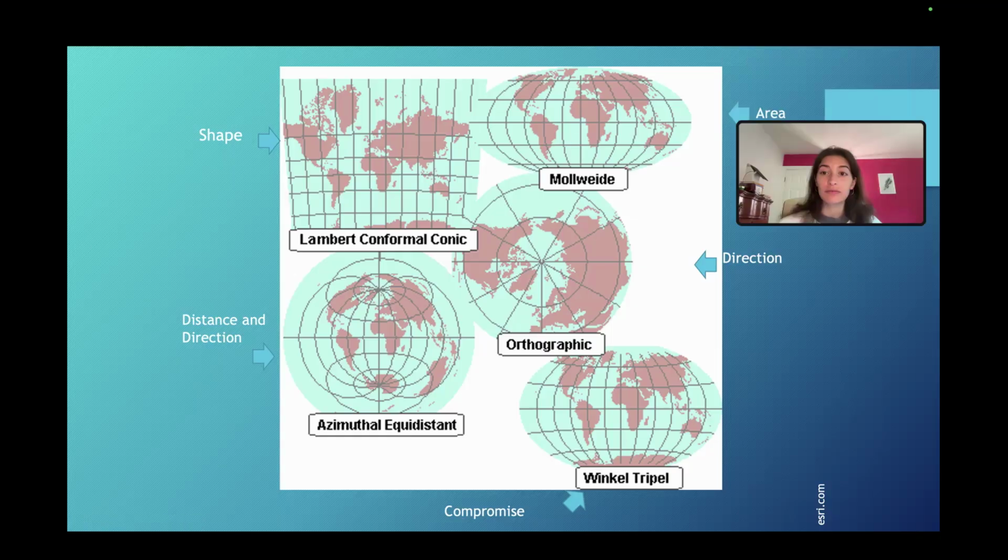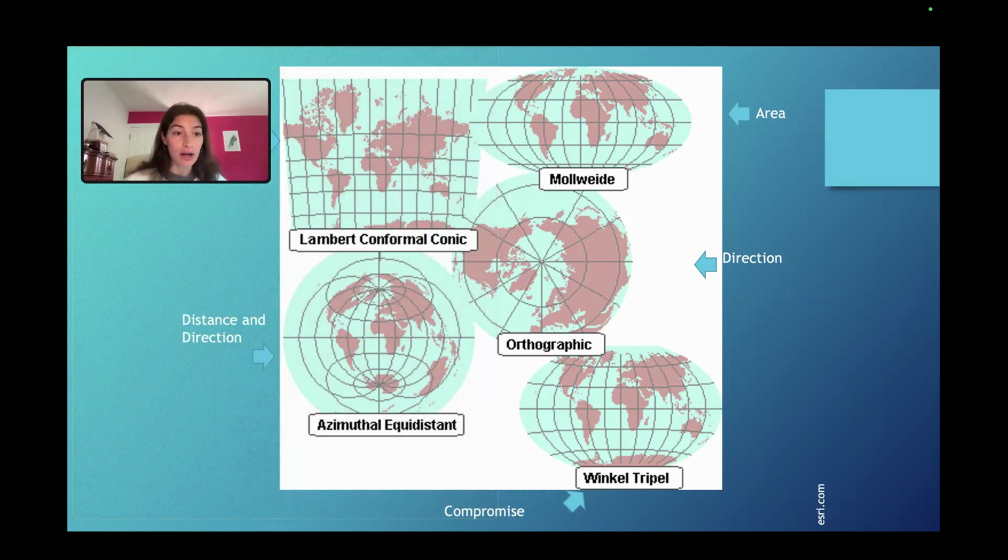God knows what Mollweide is trying to do. It's trying to do area. It looks like a pretty normal map, but it's direction and area. Orthographic is going to be mostly direction here, looking at an azimuthal plane almost. And then Winkel Tripel is kind of considered a compromise.